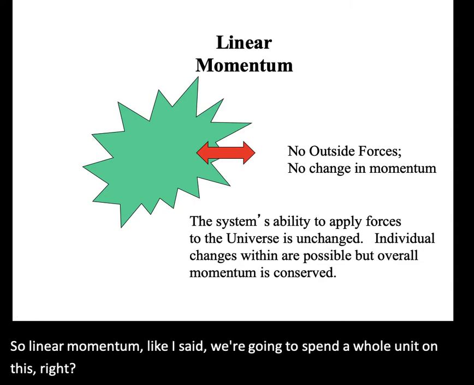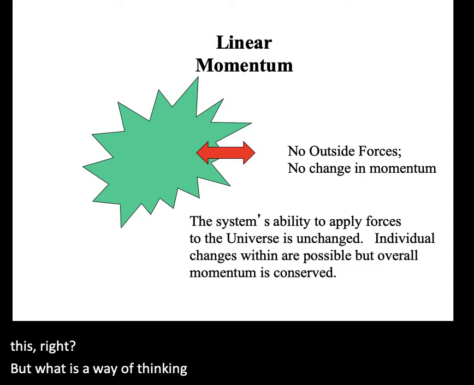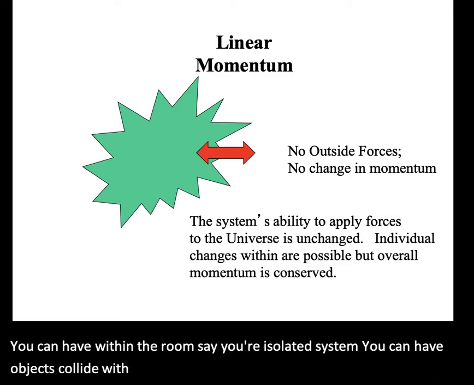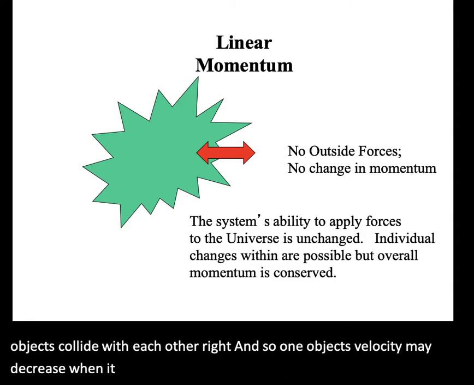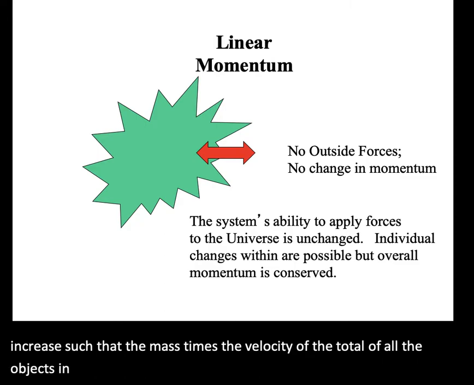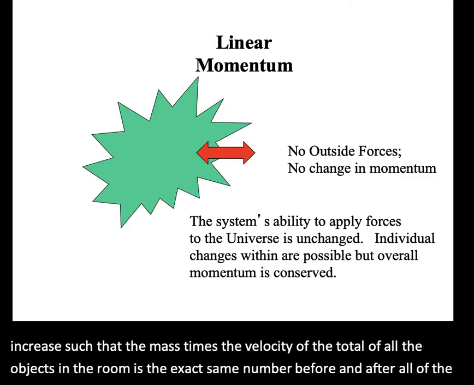So linear momentum, like I said, we're going to spend a whole unit on this, right? But a way of thinking about that is that you can have within the room, say your isolated system, objects collide with each other, right? And so one object's velocity may decrease when it hits another, but the other object's velocity will increase such that the mass times the velocity of the total of all the objects in the room is the exact same number before and after all of the collisions, right?